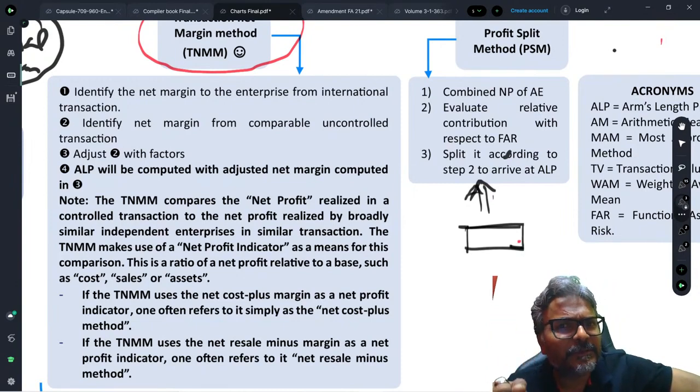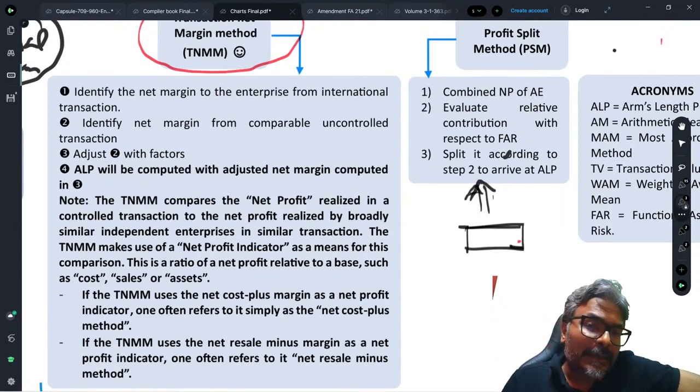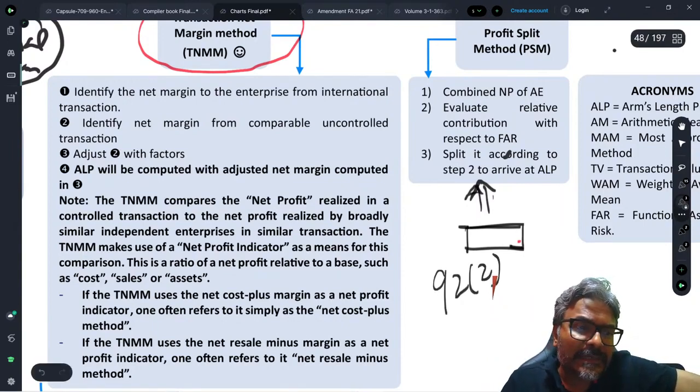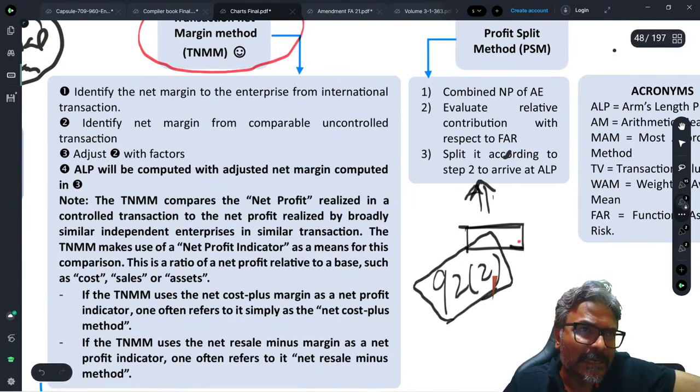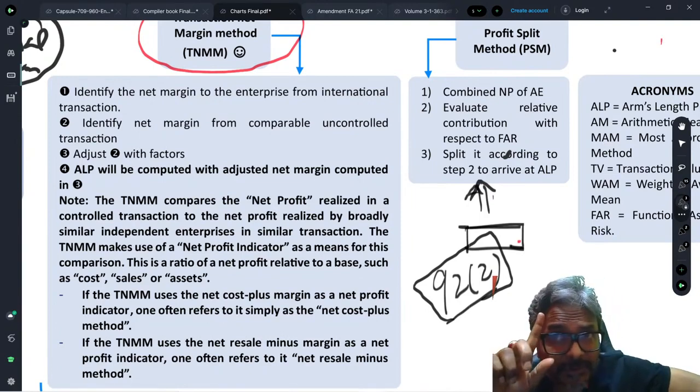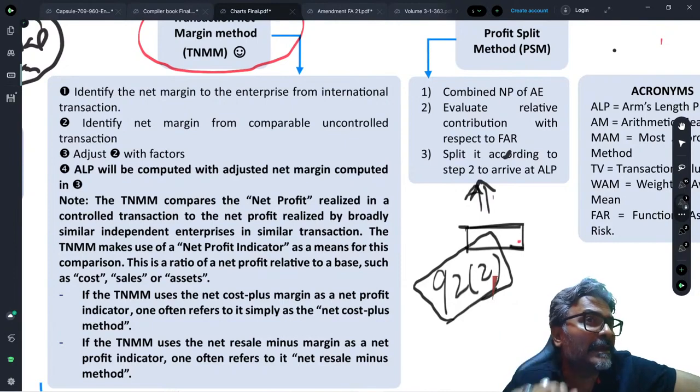Now, students, profit split method is also applicable in one more case. Please pay attention. In section 92.2, we have discussed the common cost allocations and all. Did you realize that? In 92.2, we have discussed the apportionment and the allocation of the cost. So there also, students, the profit split method is applied.